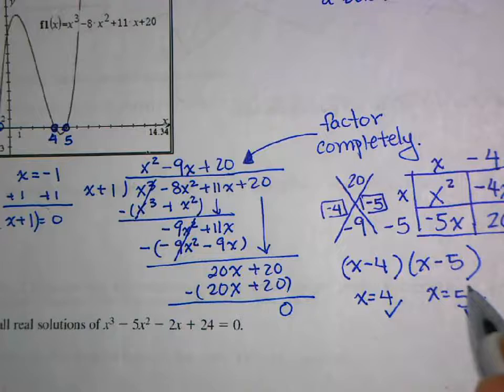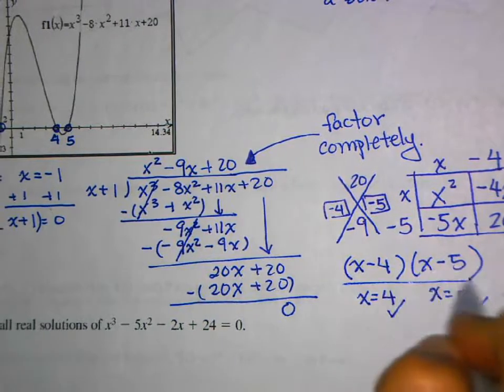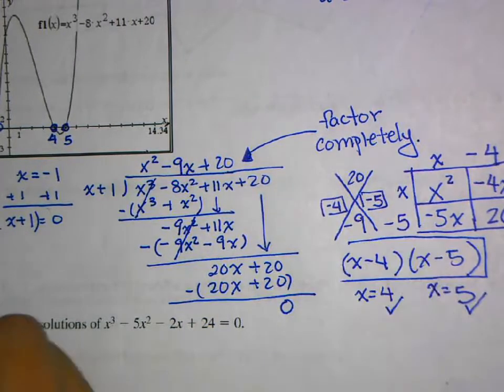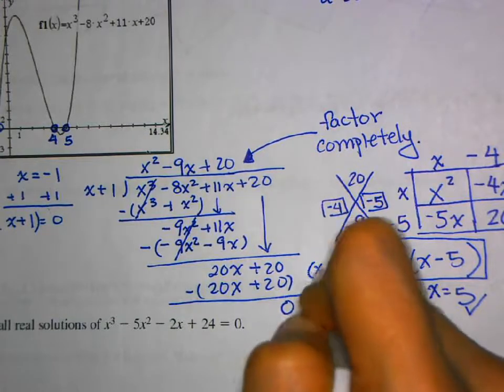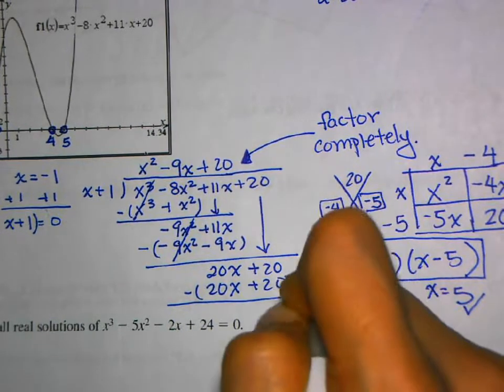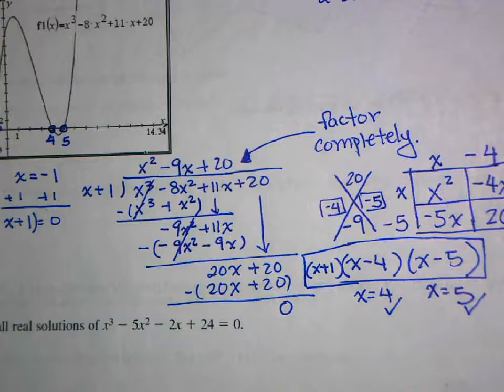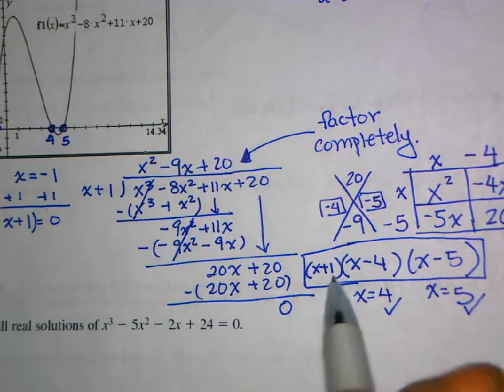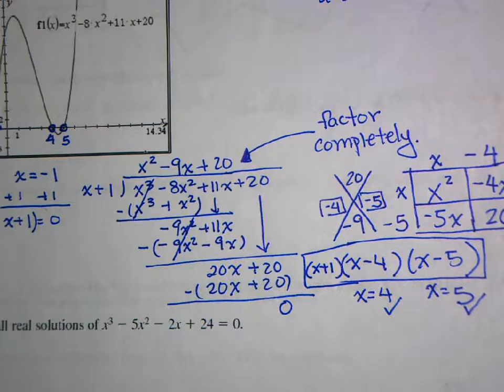Therefore, these two are factors. Don't forget my x plus 1 that I factored out earlier by looking for the solution. So that's the complete factored out version of this equation.